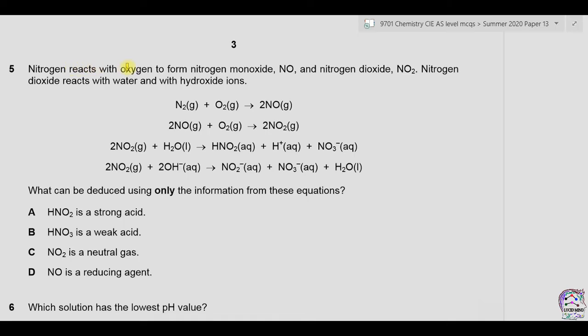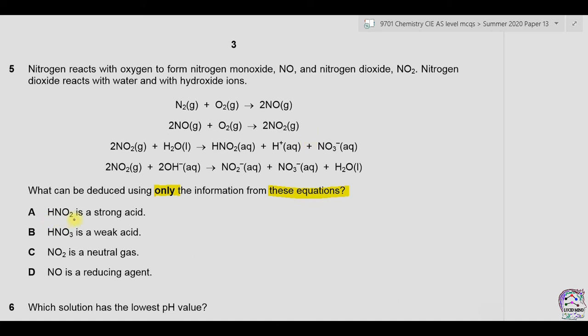Question 5. Nitrogen reacts with oxygen to form nitrogen monoxide and nitrogen dioxide. Nitrogen dioxide reacts with water and with hydroxide ions. These are the chemical reactions given. What can be deduced using only the information from these equations? So we have to find out the answer using these 4 equations.